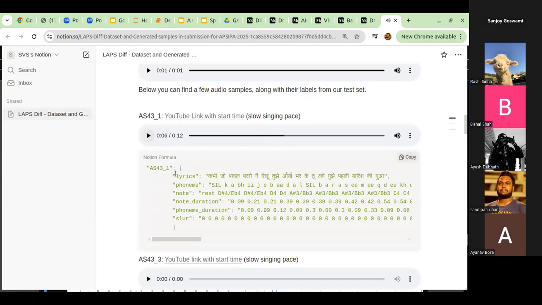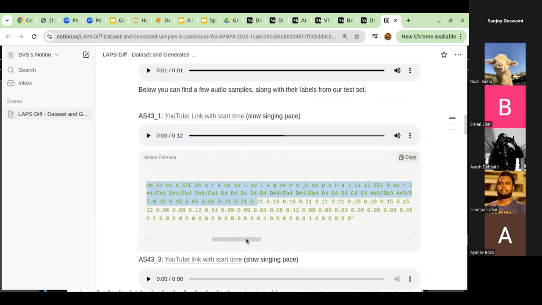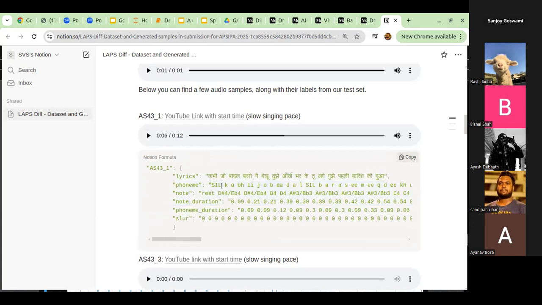In the input, you have to give the content in Hindi. So we have trained only for Hindi and only for one male voice, the Arijit Singh voice. Then you have to do the phonemization. I have already mentioned how to do the phonemization of the text. You'll get more utterance level information.